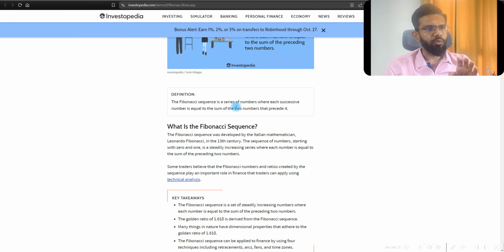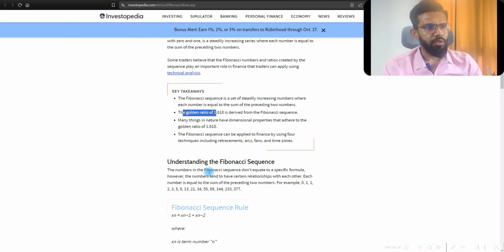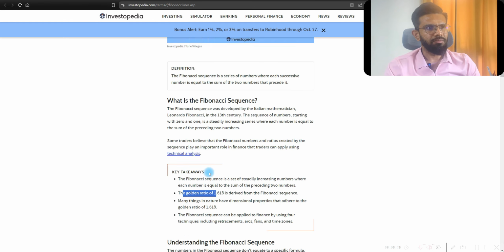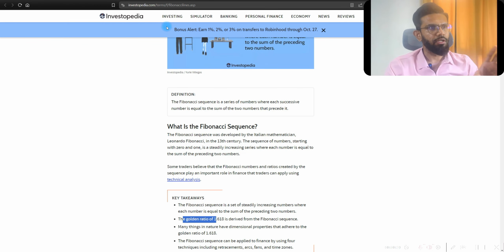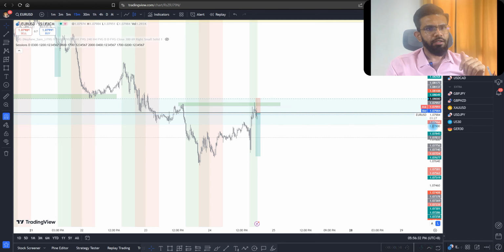So what is Fibonacci sequence? You can see Fibonacci sequence was developed by an Italian mathematician, Leonardo Fibonacci, in 13th century. That's what you want to know, and the golden ratio is 1.618. So we'll come back to this when you're going to see the Fibonacci retracement, and all this is basic. If you want to know the history, you can go read it in Investopedia. So to draw Fibonacci retracement, I'm going to go direct into how you're going to do this.